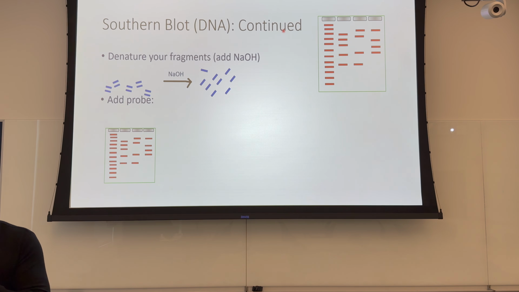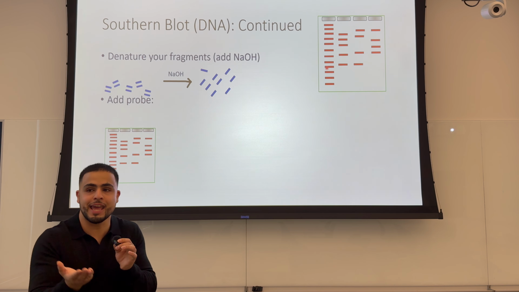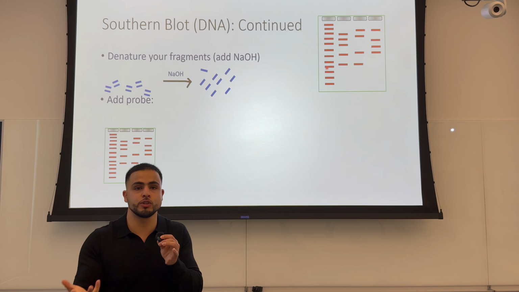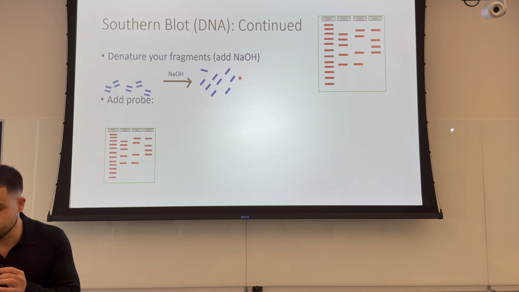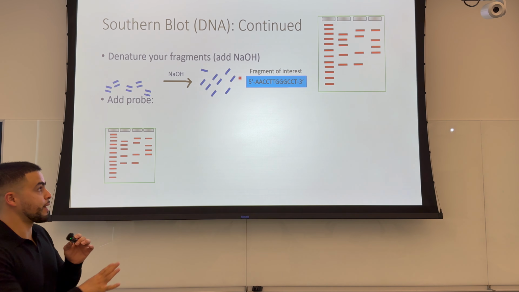Okay, so now essentially what you did is you bathed this membrane, you put this membrane in an NaOH solution to allow it to denature. So now these bands consist of single-stranded DNA. Now, and only now, can you add your probe. Well, and again, that's your fragment of interest over there.